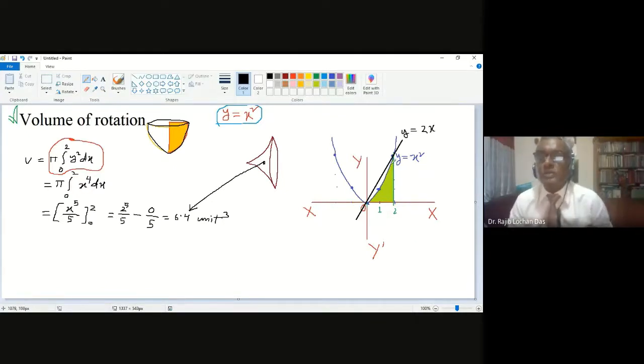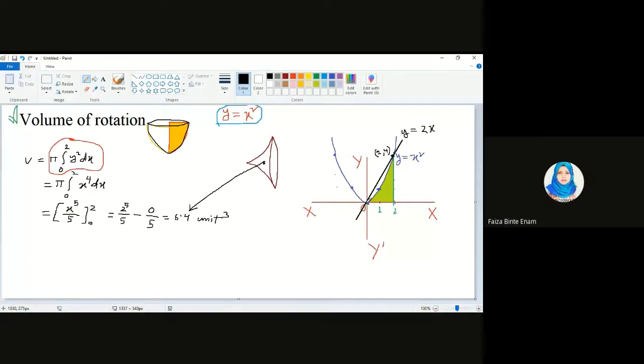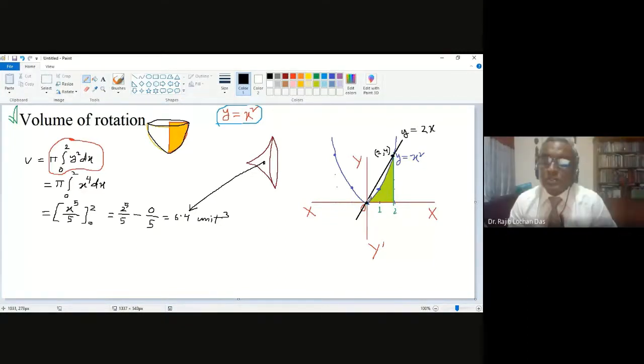It is 2 because this point is 2 comma 4. So when x equals 2, y will be 4. So if you consider y equal to mx, that means y equal to 2x, then it will match. There will be no problem. It will be fine. Right? Yes, sir. Good. So this is 0 0 and the other point is 2 comma 4.